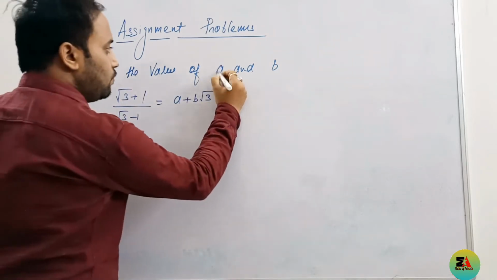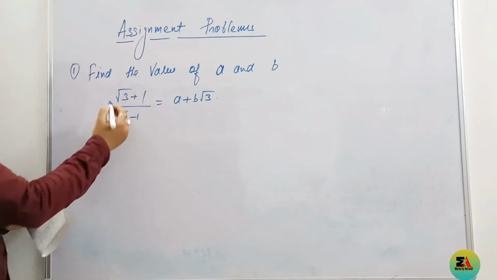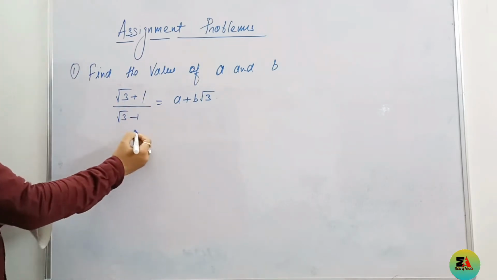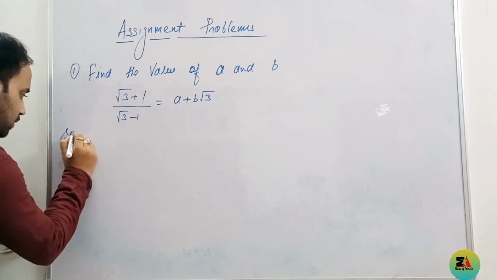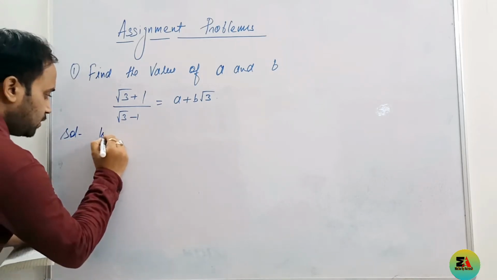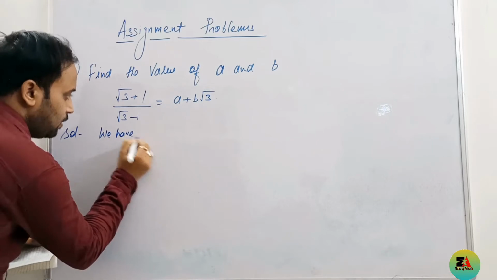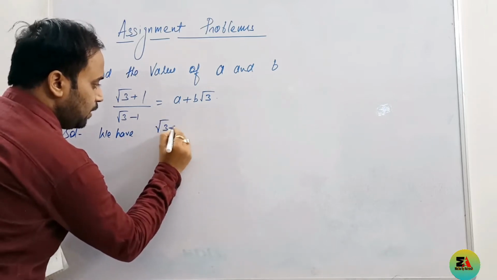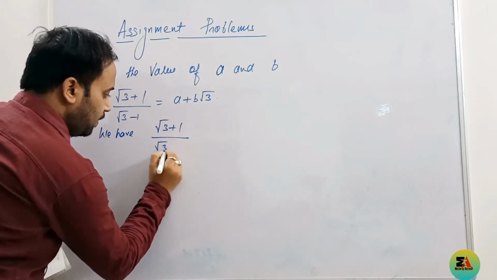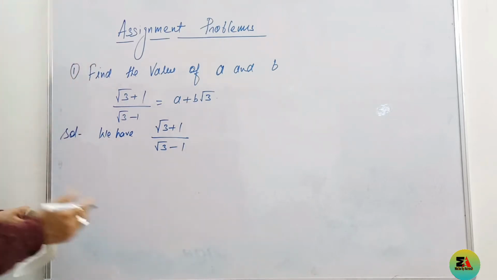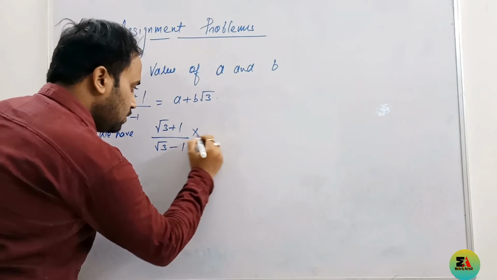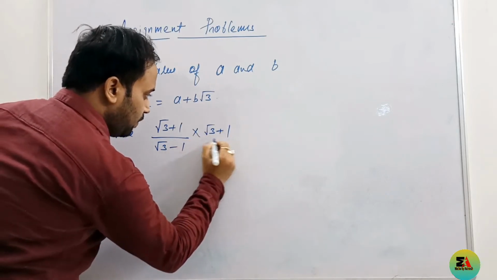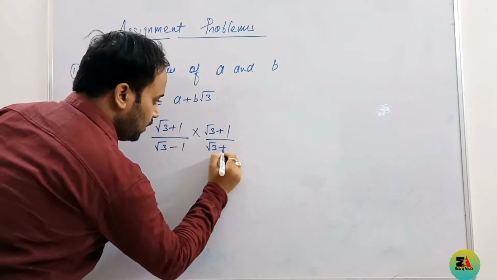Find the value of a and b if (root 3 plus 1) by (root 3 minus 1) is equal to a plus b root 3. See how we solve this type of problem. First we have (root 3 plus 1) by (root 3 minus 1). First, we have to rationalize it. Our denominator is root 3 minus 1, multiplied by root 3 plus 1 in both numerator and denominator.